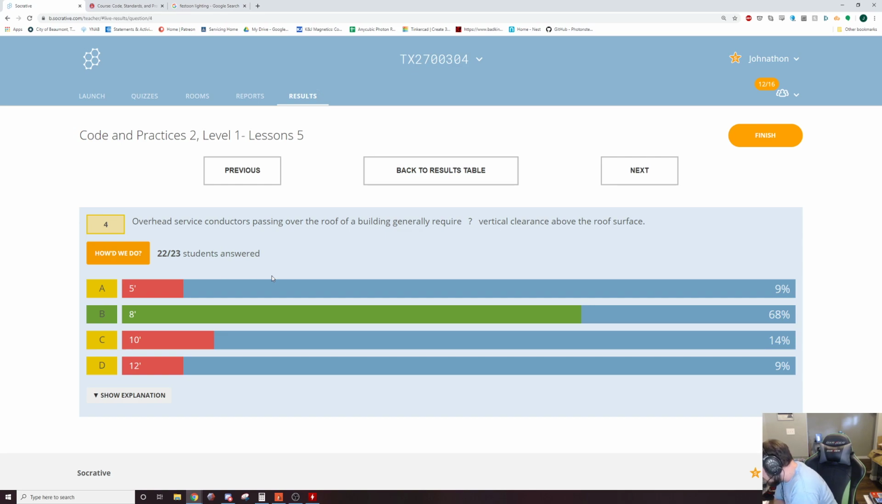Now that I've directed you there, let's see. Supports over buildings. Overhead service. 230.22 is overhead service conductors. Above roofs is 8 foot. So 230.24A is where that one is.